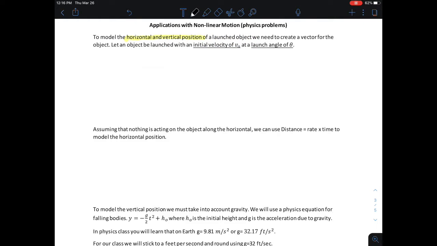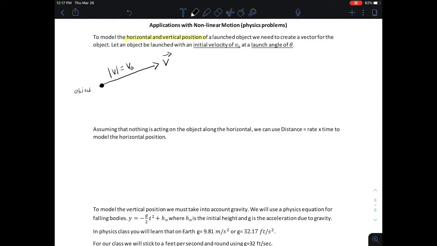So let's say I have my object. That's right here at this dot. So this is my object. And it is launched along this vector here. This vector will be the velocity vector for the object. So that's going to be my initial velocity. And the magnitude of this vector is going to equal the initial velocity. So that's going to be v naught.